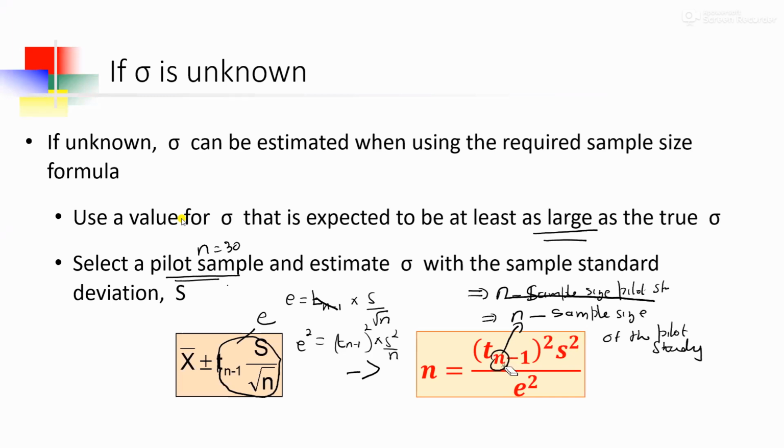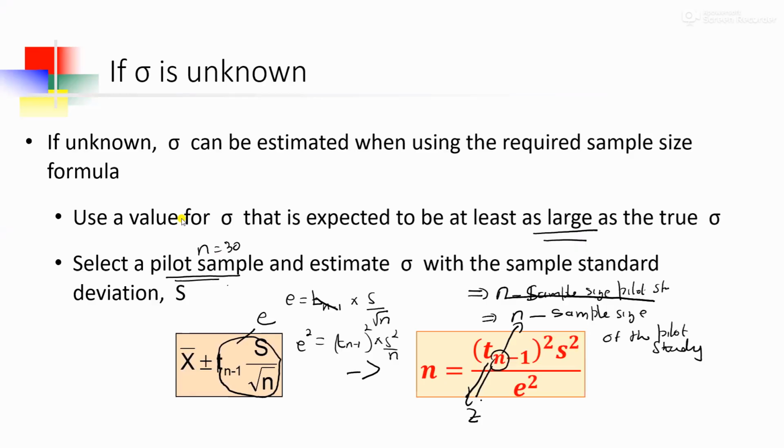Right, that also you can use. Otherwise, you can use the critical value Z also. In some books, both methods are mentioned. We can use Z squared into S squared over E squared. The Z you can decide based on the level of confidence.